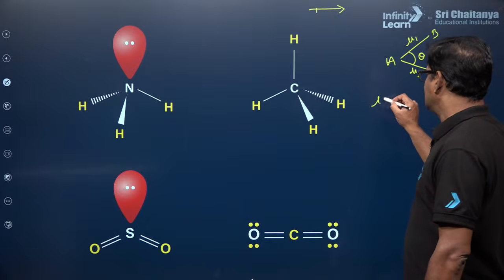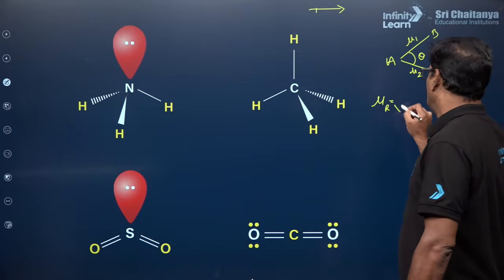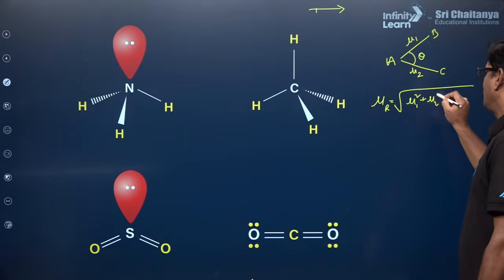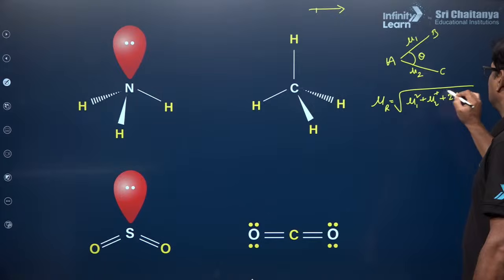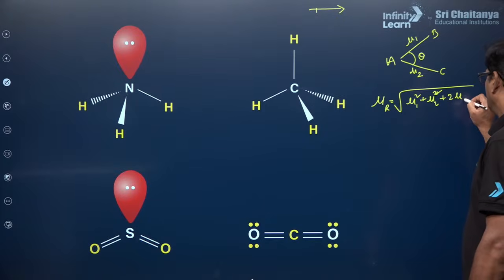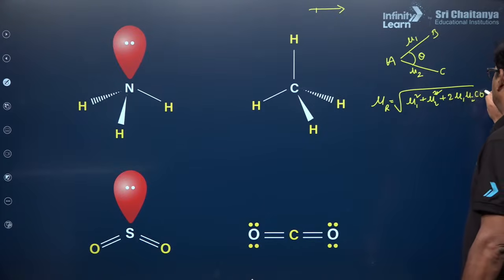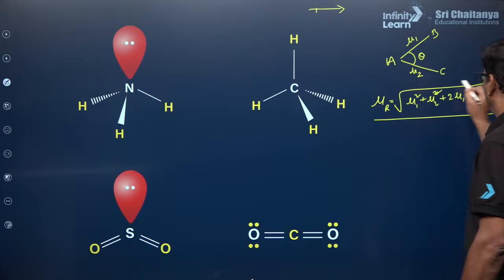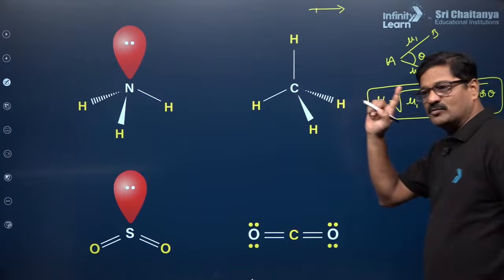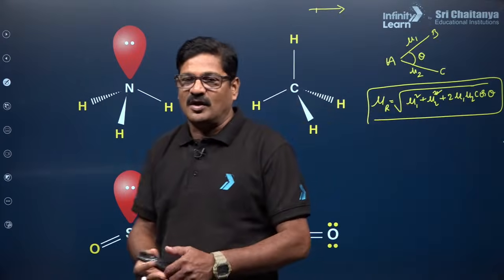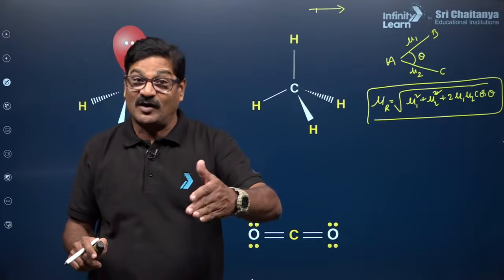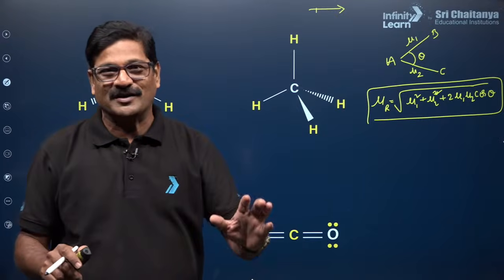Here the resultant dipole moment is going to be root over mu1 square plus mu2 square plus 2 mu1 mu2 cos theta. So this is the resultant dipole moment. If the resultant dipole moment is 0, you can say the molecule is non-polar. If the resultant dipole moment is not equal to 0, you can say the molecule is polar.